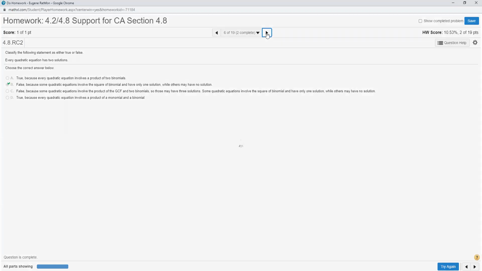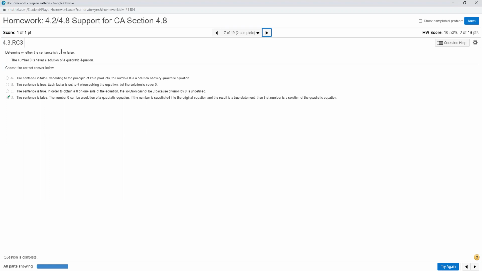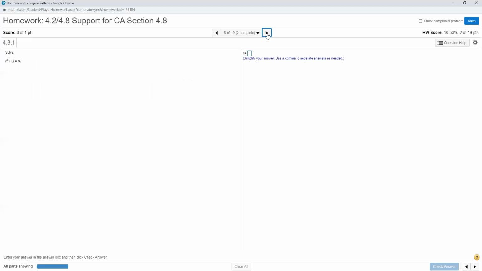Next one is true or false. The number 0 is never a solution of a quadratic equation. Well, y'all, that's definitely false. Especially if you got a GCF, the GCF always equals 0 on that. So that's definitely false. It can be a solution. Remember, if when you substitute 0 back into that equation and you get a true statement, then that means the 0 is a solution of that quadratic. So we're just getting you used to what these answers sort of mean, okay?